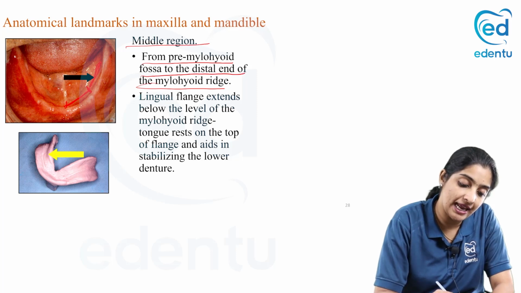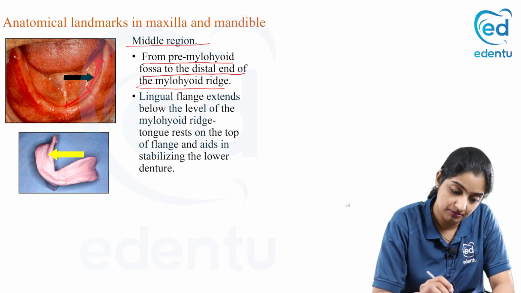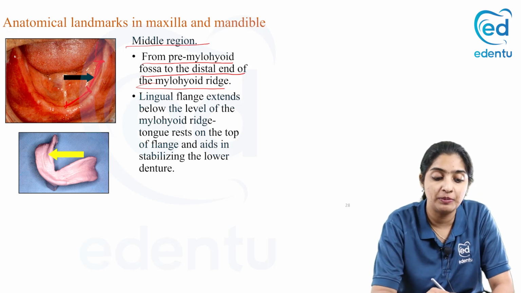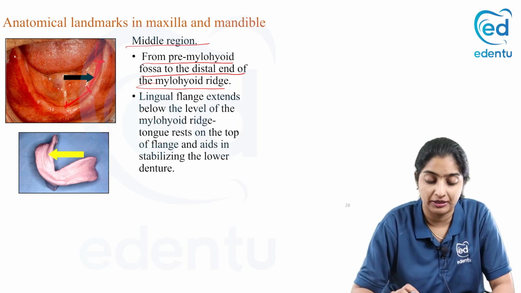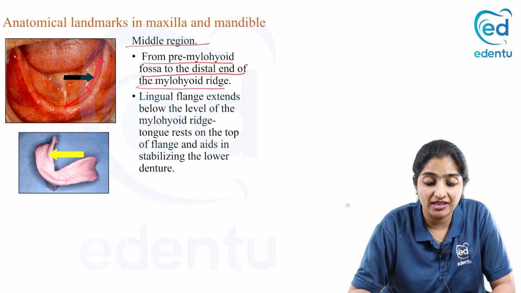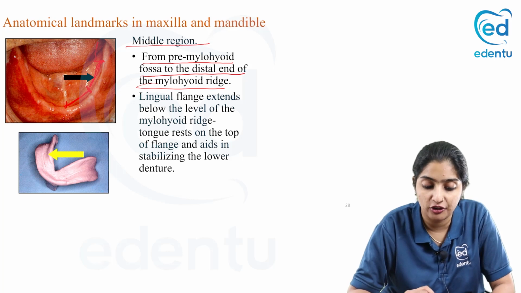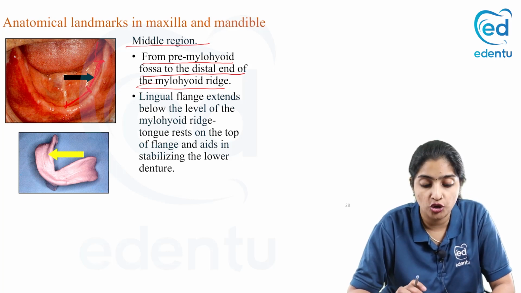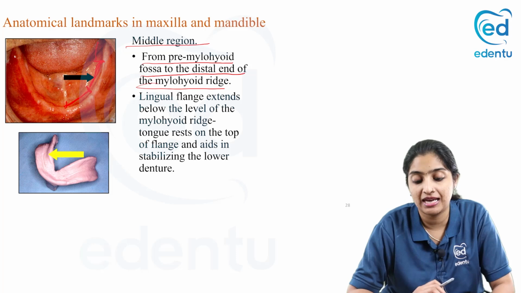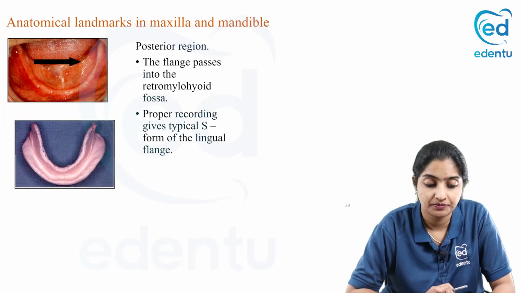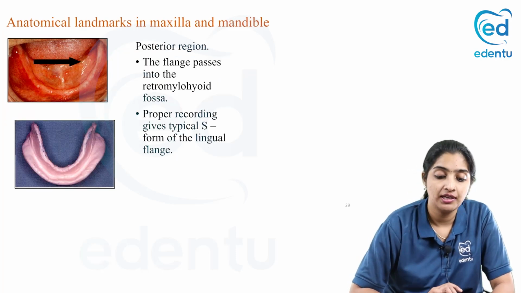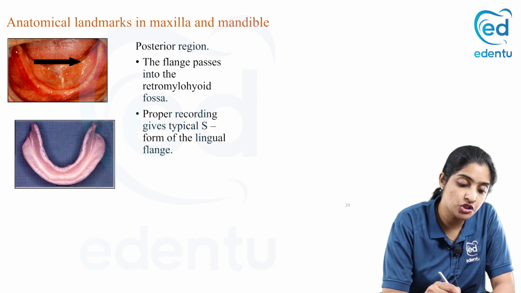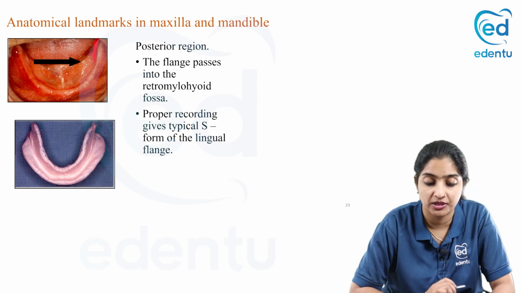Premylohyoid till the distal end of the mylohyoid ridge is your middle portion, and beyond that will be your posterior part. The lingual flange extends below the level of the mylohyoid ridge. The tongue rests on top of the flange and aids in stabilizing the lower denture. Coming to the posterior region, the flange passes into the retromylohyoid fossa. This is the area of the retromylohyoid fossa.